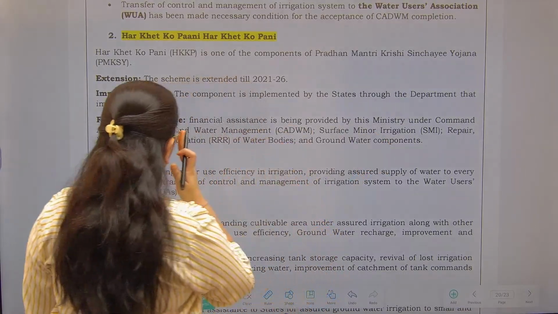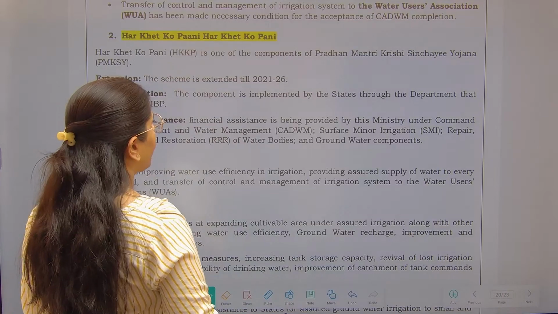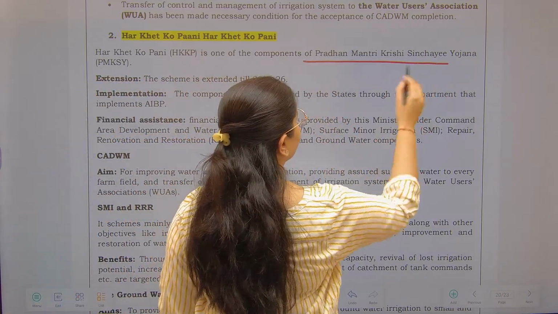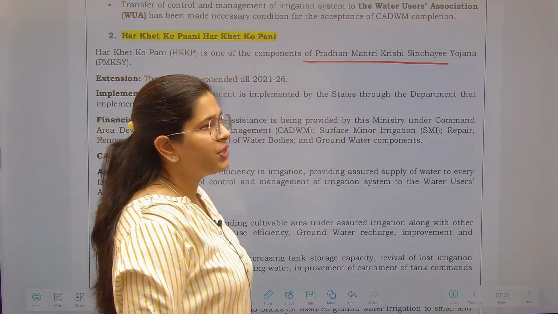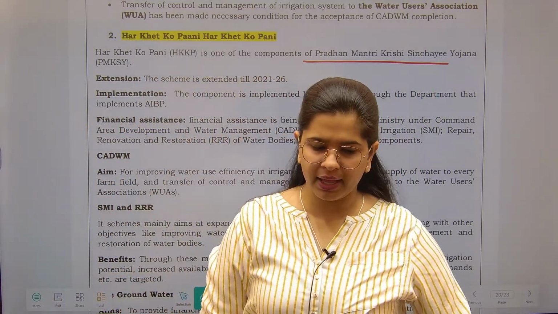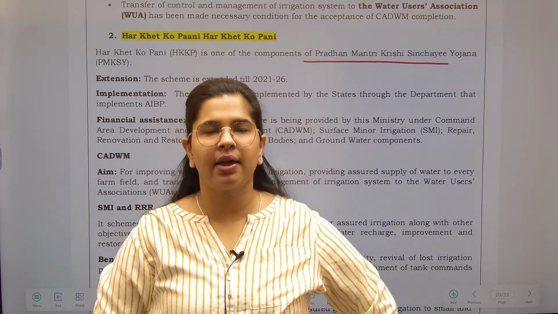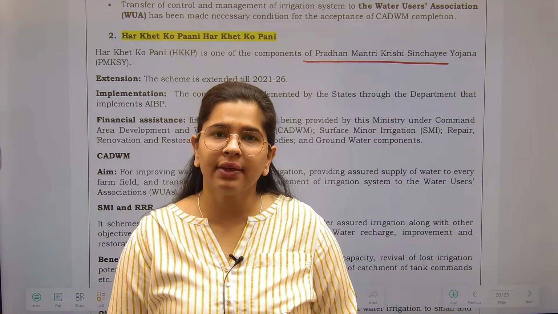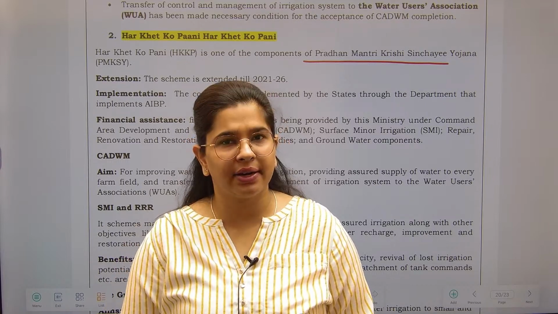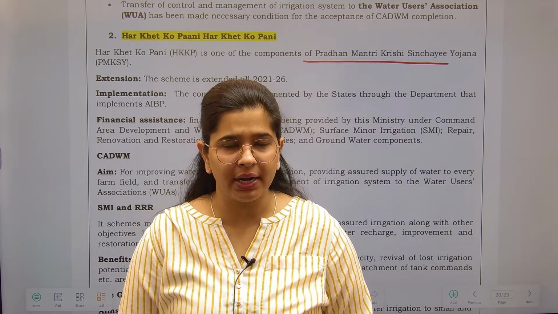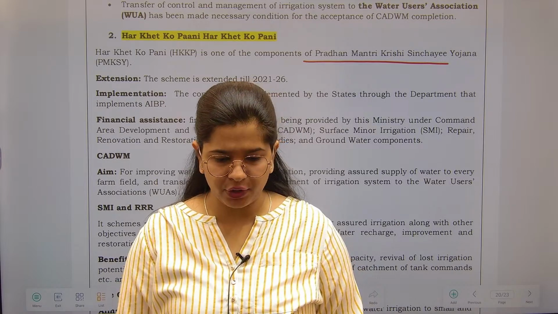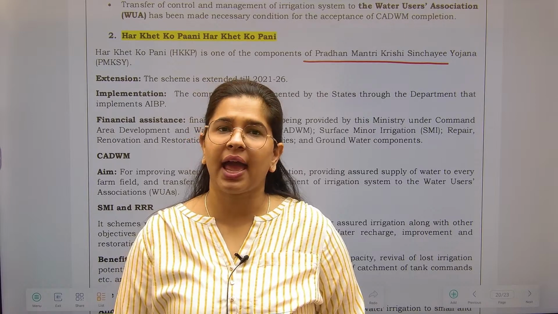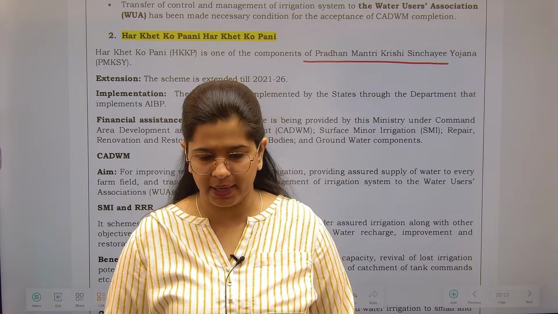So the next component of this is Har Khet Ko Pani, right? This is one of the components under Pradhan Mantri Krishi Sinchai Yojana. The objectives etc. of this scheme are not very difficult to understand, but the only thing we have to understand is the funding requirement, how this is going to be shared, right? Apart from it, everything is very common and can be understood with a little explanation.